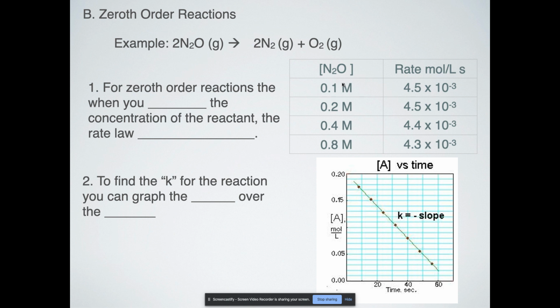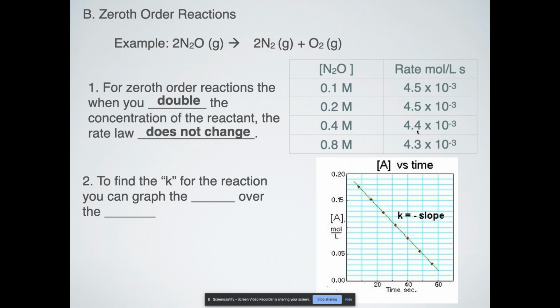If I increase that and say now I have 0.2 moles per liter of this, the rate doesn't change. Even if I were to double it again and double it again, notice that the rate is pretty much the same. So for a zeroth order reaction, when you double the concentration, the rate does not change at all. When I'm looking at my rate, I get absolutely nothing changing. If it does change, it changes very little.